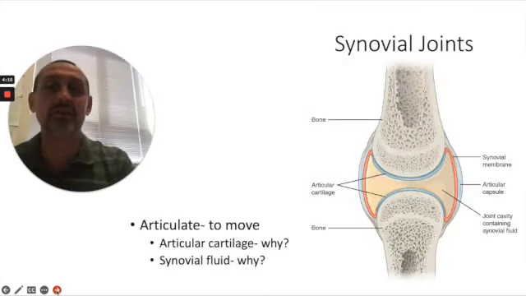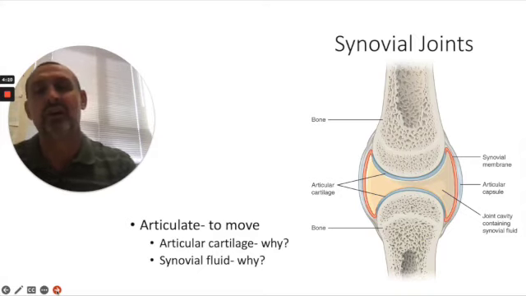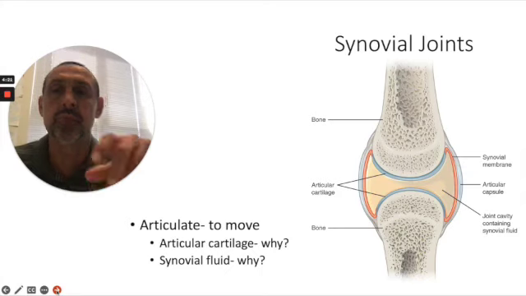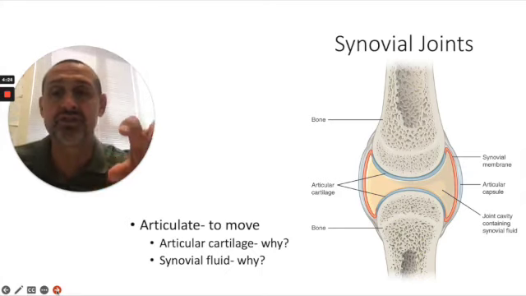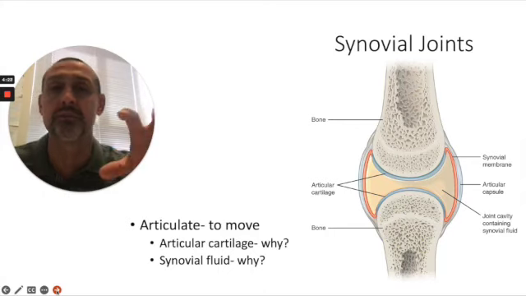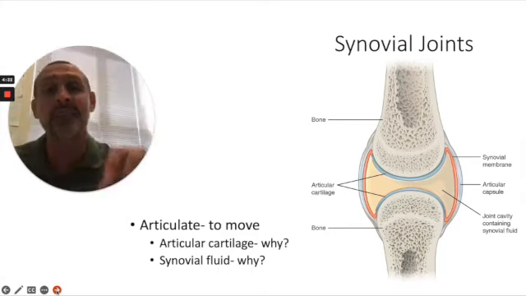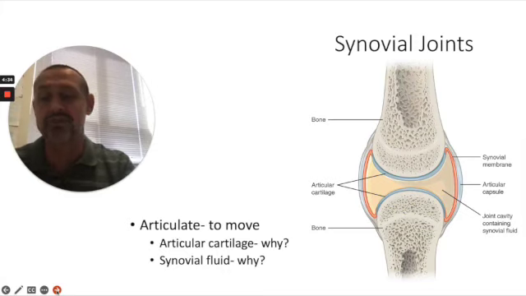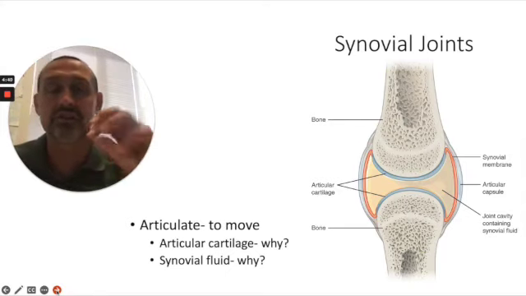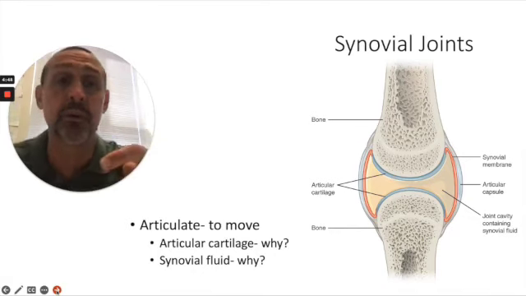A synovial joint is a freely movable joint. Articulate means to move, and arthro means joint. Articular cartilage is going to provide this kind of cushion and lubricant in these very mobile joints. Synovial fluid also provides quite a bit of shock absorbing and lubrication. Notice that it's produced by the synovial membrane.